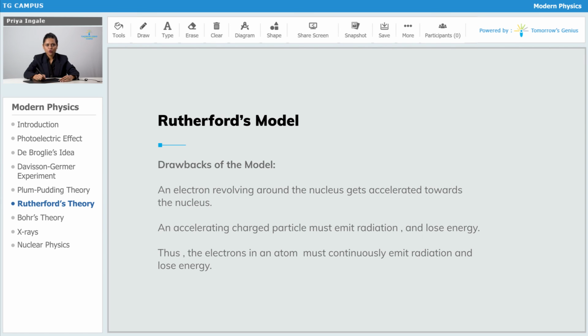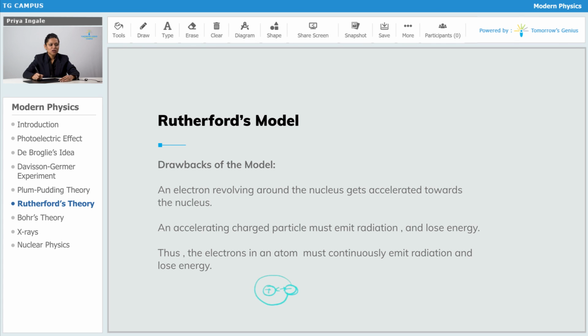The Rutherford model was nearly equal to the exact model of an atom which we are studying nowadays, but still it has certain drawbacks that we need to discuss. The first drawback is that an electron revolving around the nucleus gets accelerated towards the nucleus. Of course, if there is a positively charged nucleus and an electron is revolving, and there is a force of attraction between them, that means the electron should accelerate, and if it is accelerating then it should fall into the nucleus, but this is not the case.